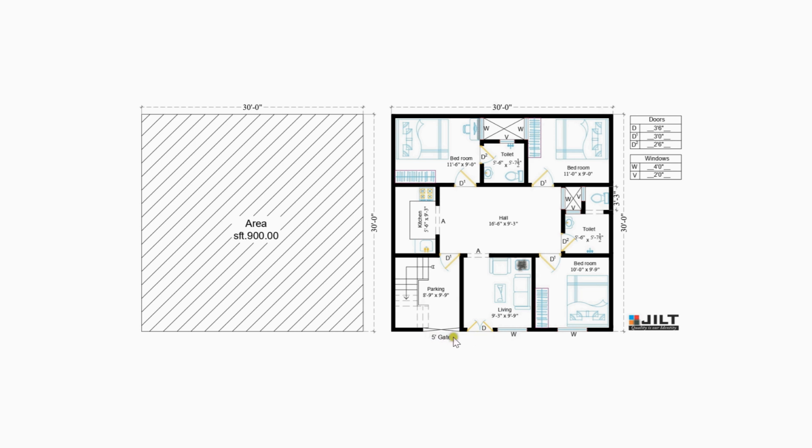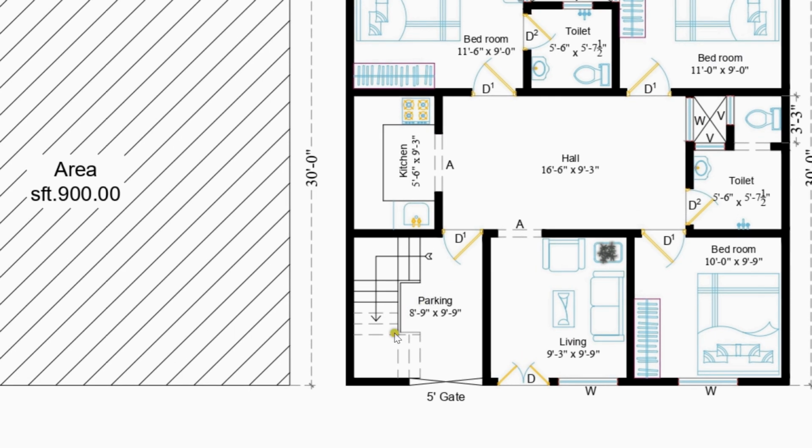There is a gate available in the left side corner, that is a 5 feet gate. This is the entrance. Another entrance is also available to our living room, but first I am talking about the main entrance, that is the 5 feet gate. When we enter the 5 feet gate, you can see the parking area. It is of size 8 feet 9 inches by 9 feet 9 inches.